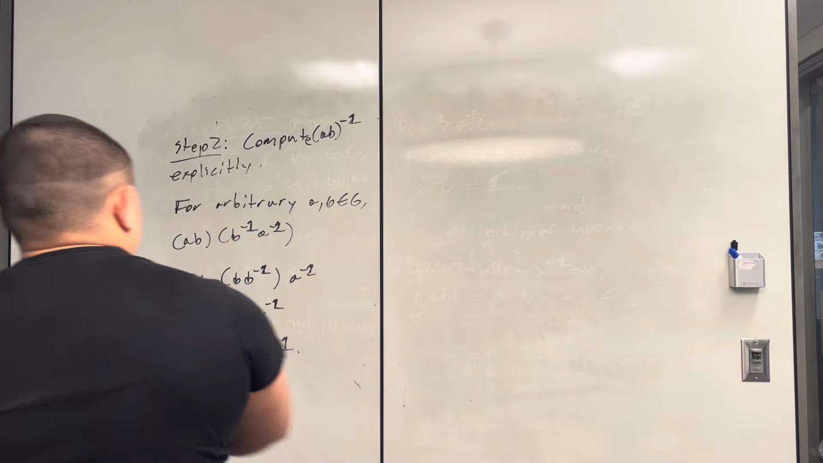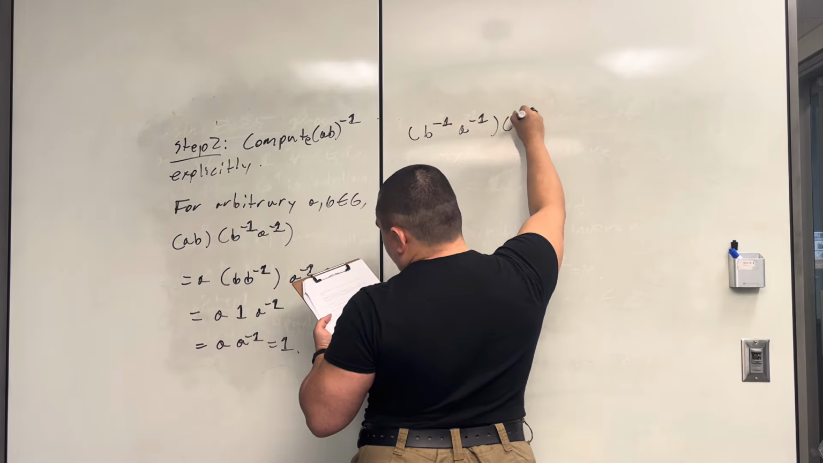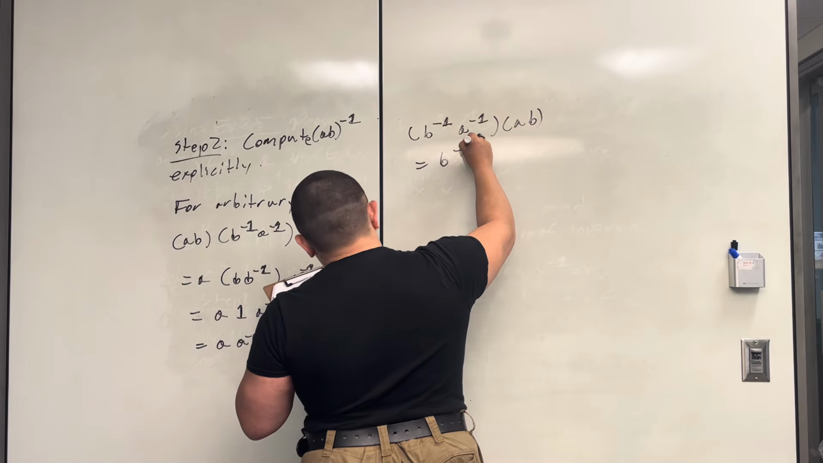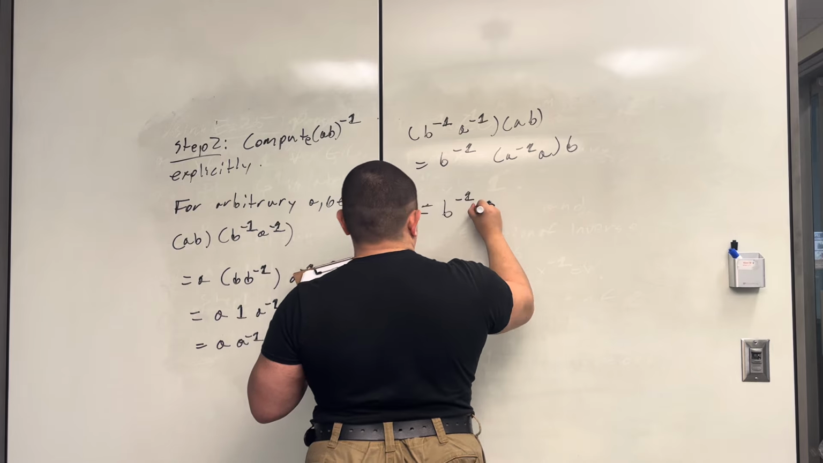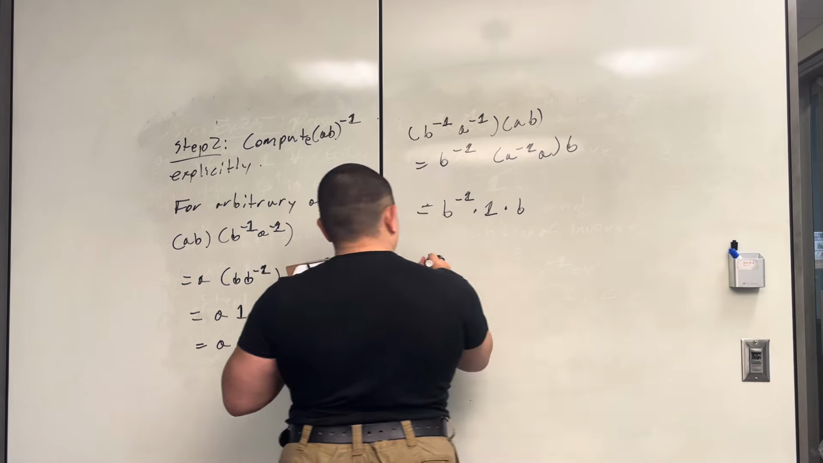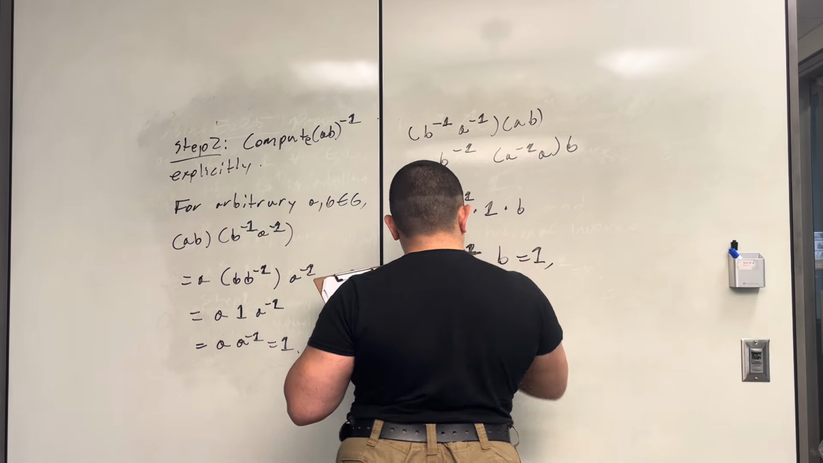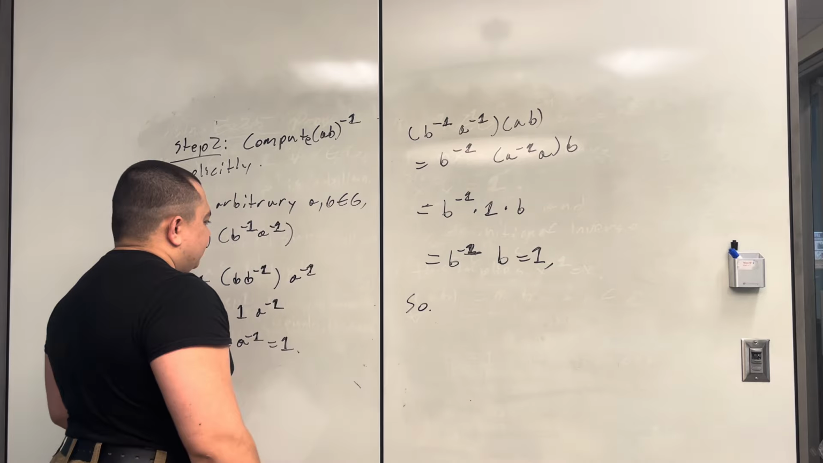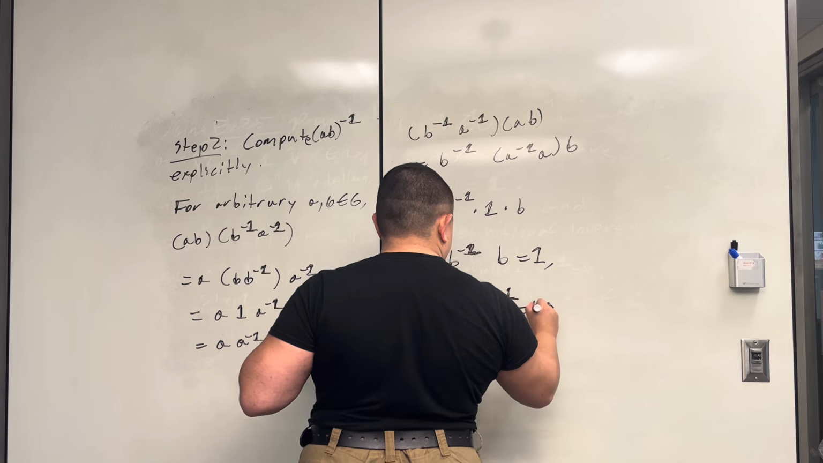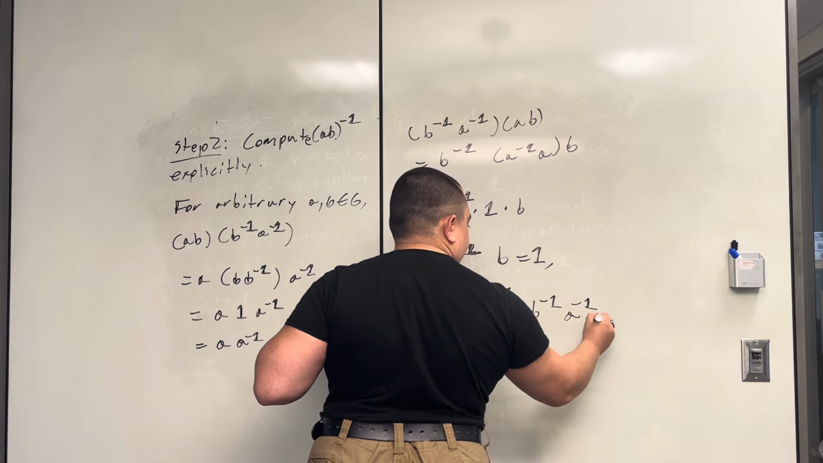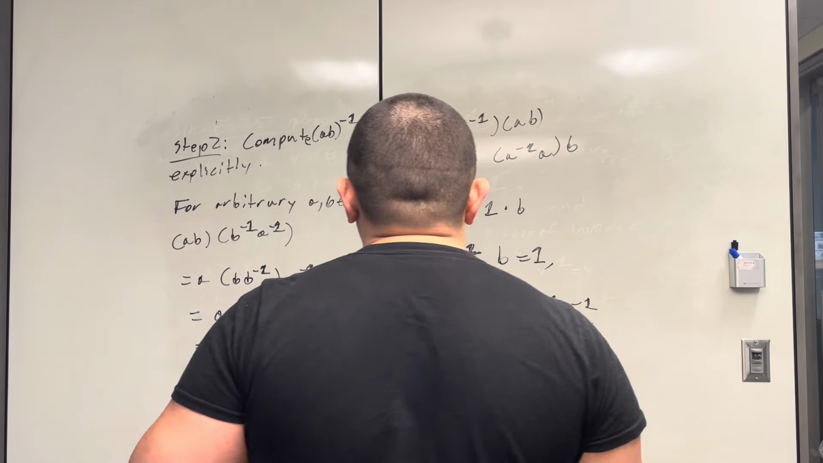Okay, so let's see about that. (B to the negative 1 times A to the negative 1) times (AB) is equal to B to the negative 1 times (A to the negative 1 times A) times B. Now, this is equal to B to the negative 1 times B, which is equal to 1. So (AB) to the negative 1 is just equal to B to the negative 1 times A to the negative 1. Yeah, that shows the proof of that step.